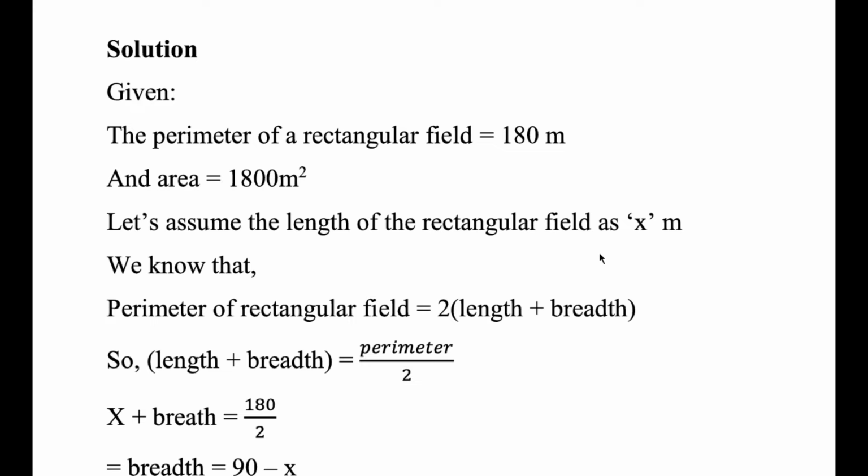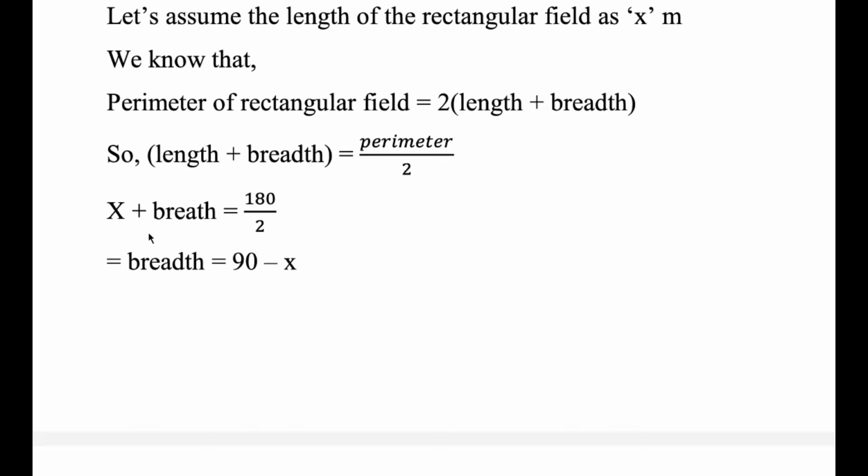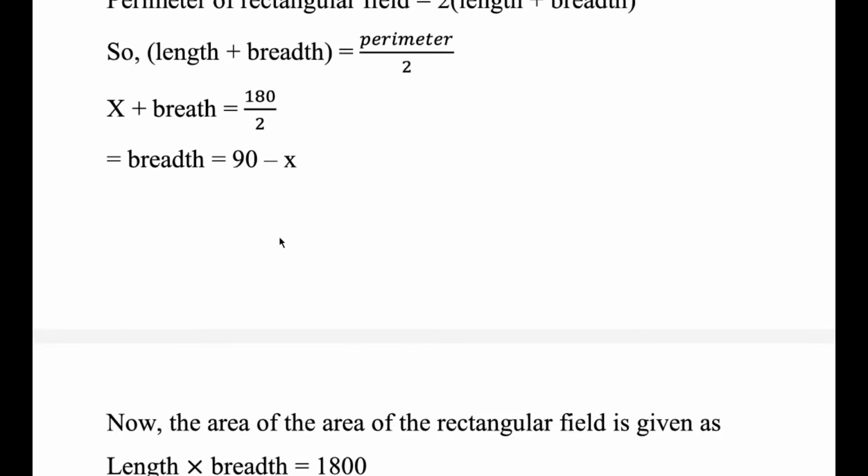See the solution. Given the perimeter of the rectangular field is 180 meter and area 1800 meter square. So perimeter is 2 into length plus breadth. So length plus breadth is perimeter by 2, that is x plus breadth is equal to 180 by 2. Ultimately breadth will be equal to 90 minus x.